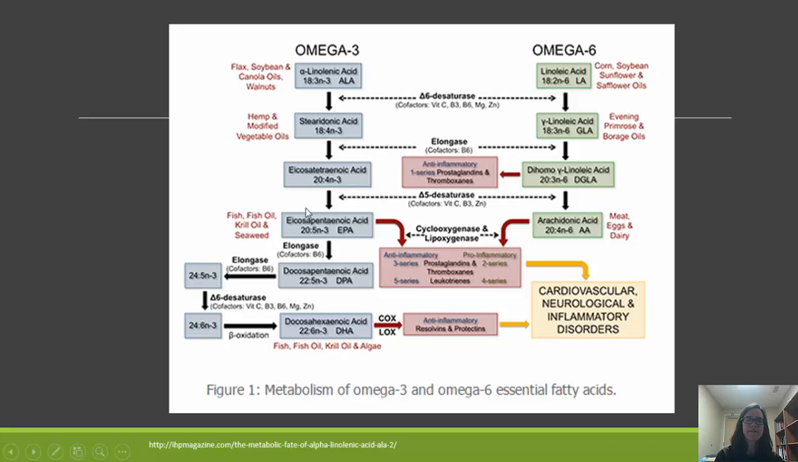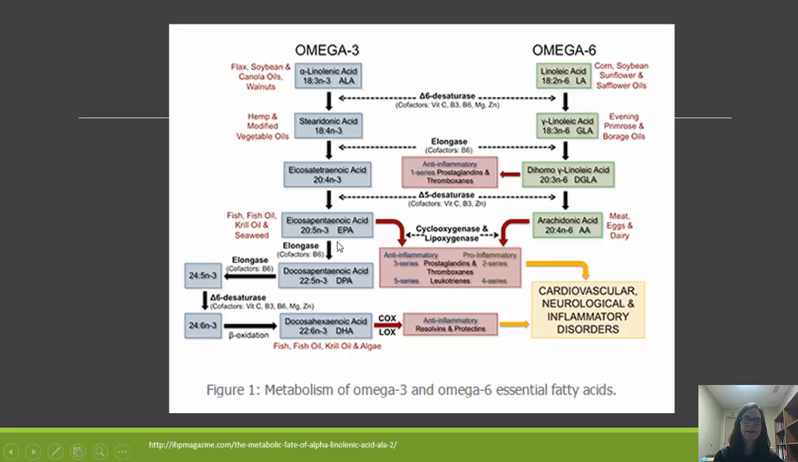And then we also have EPA, which undergoes the cyclic and linear pathways and results in eicosanoids that are the 3 series and the 5 series. You don't need to know the numbers, but just know that they result in eicosanoids that are considered anti-inflammatory, whereas arachidonic acid is converted into thromboxanes that we consider to be pro-inflammatory, okay? And this can result in cardiovascular, neurologic, and inflammatory disorders.